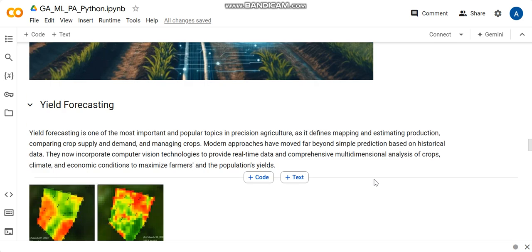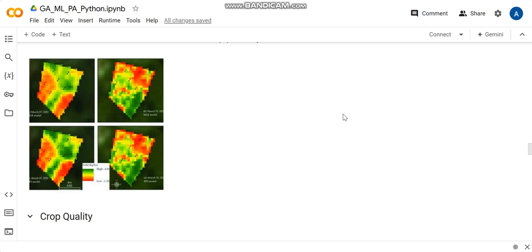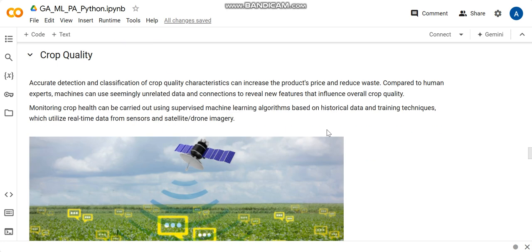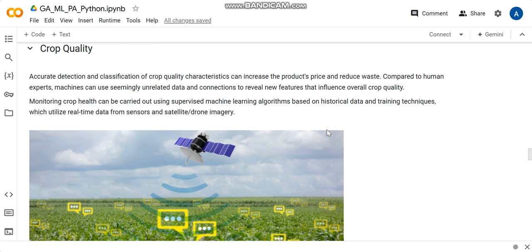Next is yield forecasting, by integrating real-time data with advanced algorithms. Machine learning forecasts crop yields, aiding in supply and demand planning and maximizing productivity. Crop quality. Machine learning enhances crop quality assessment by detecting quality characteristics that improve product value. It leverages real-time sensor and imagery data for health monitoring, reducing waste, and maximizing profit.